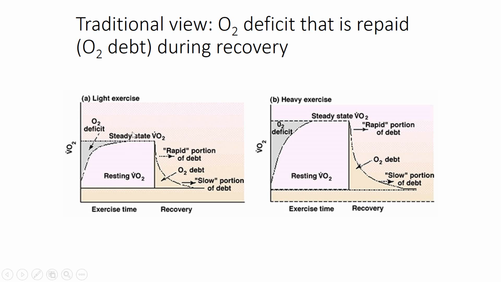The rapid portion of the debt was considered what people would call the alactic acid, or the replenishment of phosphagen, and then the slow portion of the debt was considered the lactacid, or replenishment of glycogen from lactate. And we know you have a finite amount, and you need to eat food to replace the glycogen stores. Albeit lactate can replace some of those glycogen stores, they won't be replaced to their full measure.